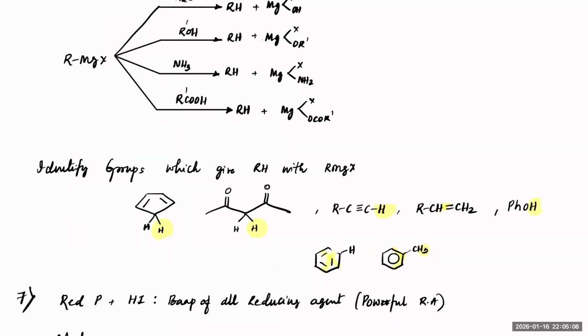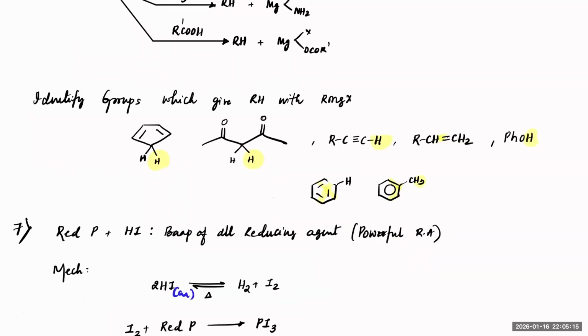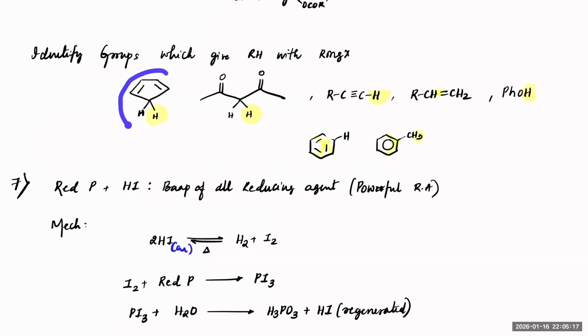Correct? Another location where Grignards can pull off hydrogens is this one, because here, if I remove the hydrogen, you get a negative charge and the ring will become aromatic. And if you recall, when we learned about various pKa values in GOC, this was coming around 16, which is sufficiently acidic. So it can be easily removed.